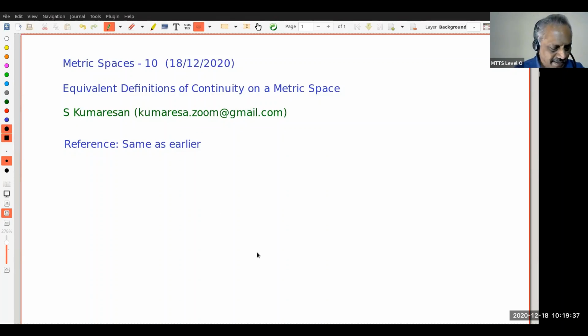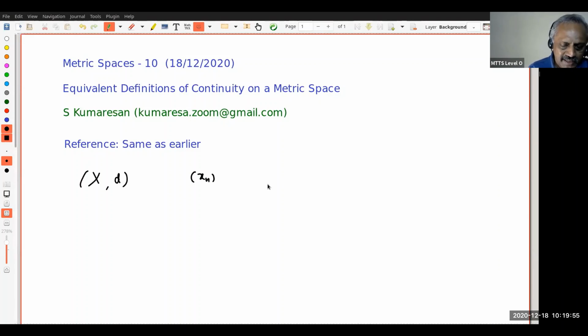Before I forget, even though I may need it only after about 20 minutes, let me just say something very important, which I forget. Usually I will do it earlier. Two things: even in metric space, we talked about sequences and their convergence, right? There are two questions I want to talk about.